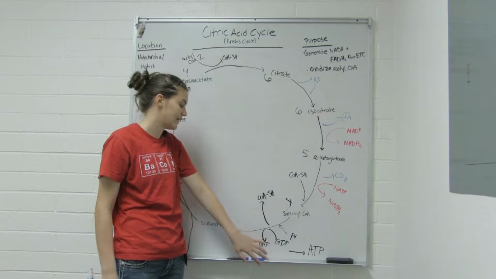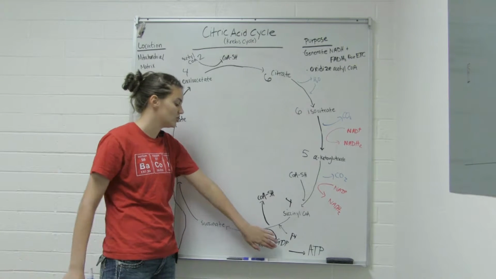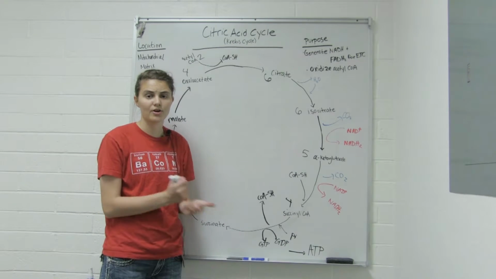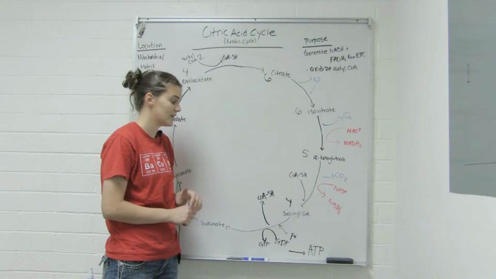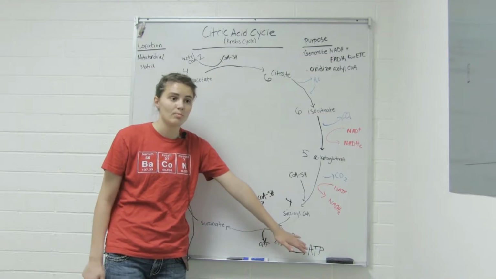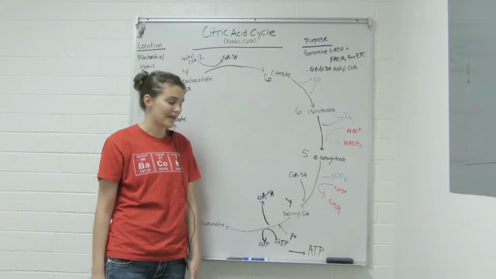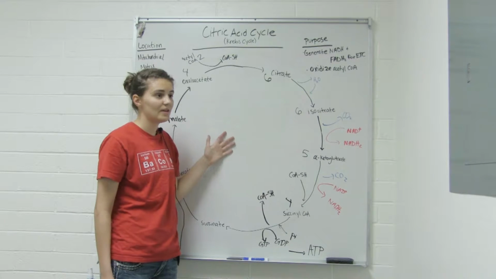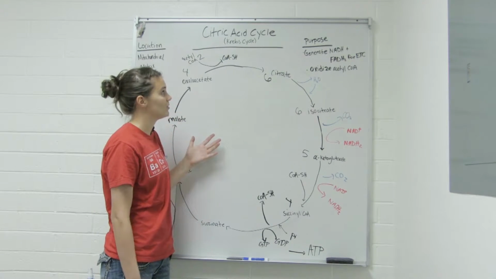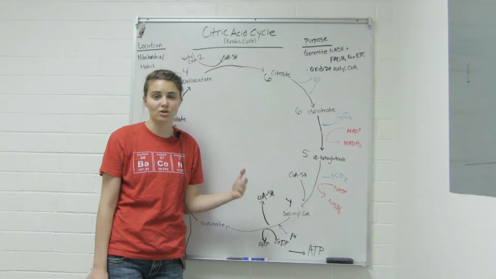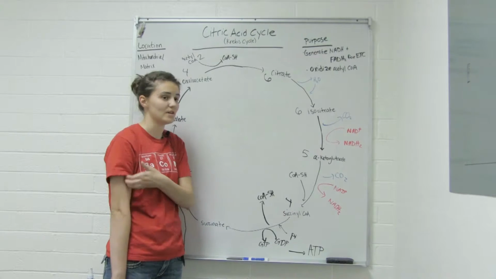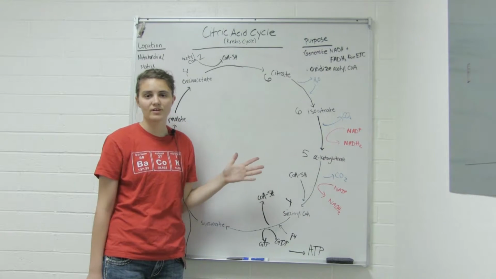It's going to gain a phosphate, and it's going to use that phosphate to change GDP to GTP, which is just another molecule that can be used to generate energy like ATP, and a lot of times this GTP will actually be used to make ATP. And so the making of ATP using substrates is called substrate level phosphorylation, and making ATP in the electron transport chain is called oxidative phosphorylation. So this is the one example where we make ATP via substrate level phosphorylation.